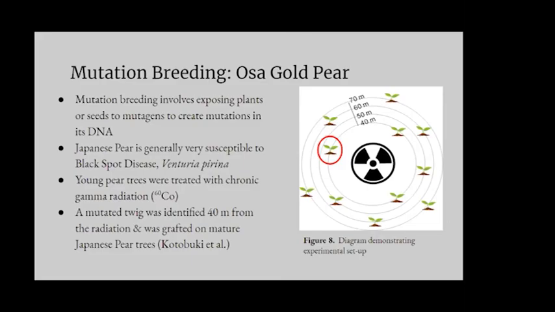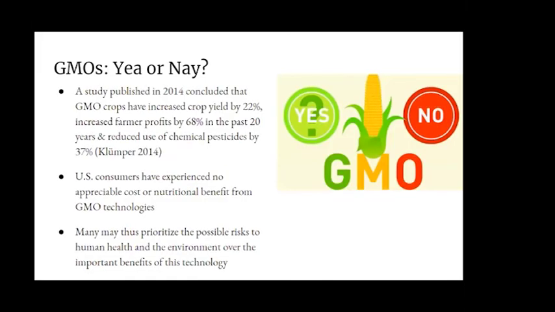GMOs, yay or nay? Our group particularly thinks GMOs are a good thing. A study published in 2014 showed that GM crops increased yield by 22%, increased farmer profits by 68%, and over the last 20 years reduced chemical pesticides by 37%.